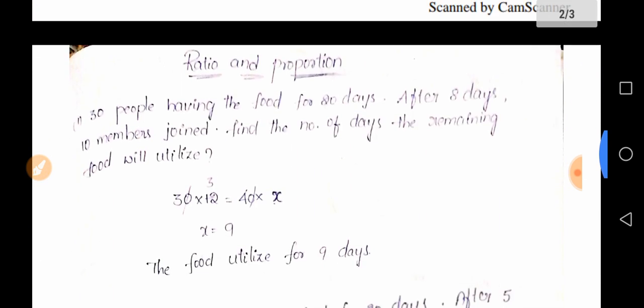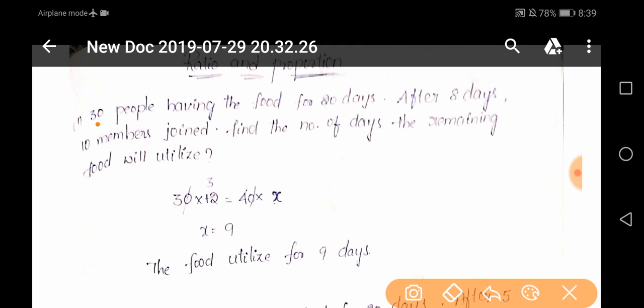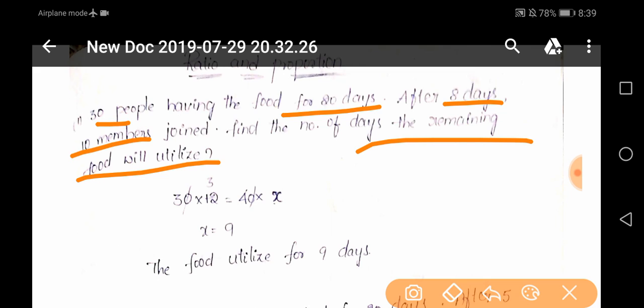And coming here, we have one question. 30 people have the food for 20 days. After 8 days, 10 members join. Find the number of days the remaining food will last. See, in the previous question, what we did was they left, and we found the number of days the food will last. Here they have joined.